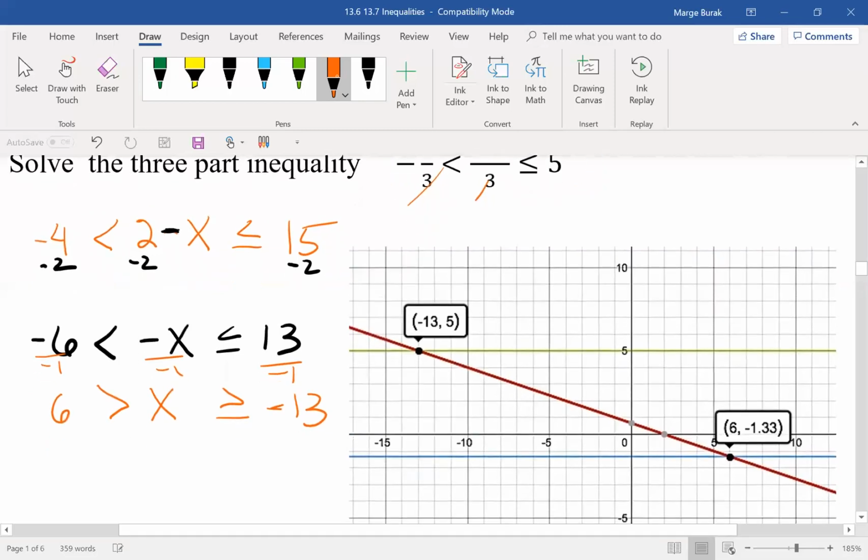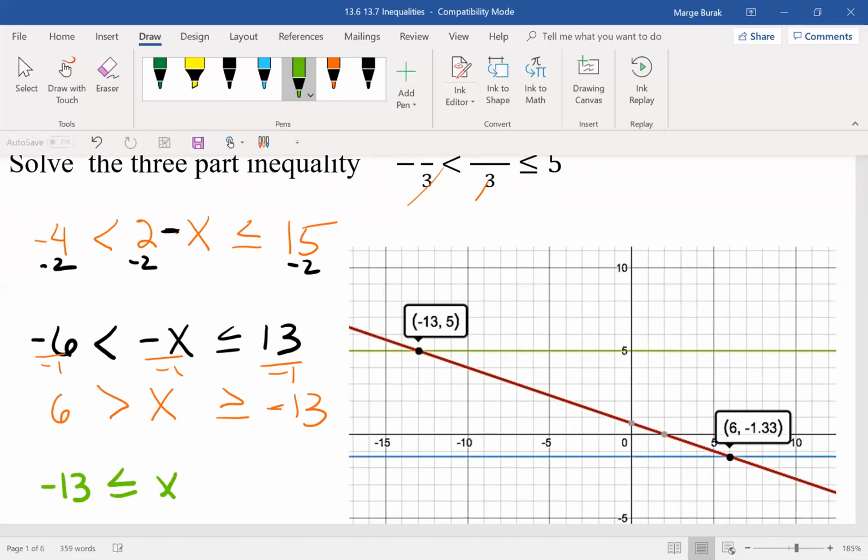Now, what I'm going to do next is really important. These signs are not pointing to the left. They're in opposite form of a number line. In other words, we want less on the left. So I'm going to rewrite the negative 13 is less than or equal to x is less than 6. Notice I flipped the signs.